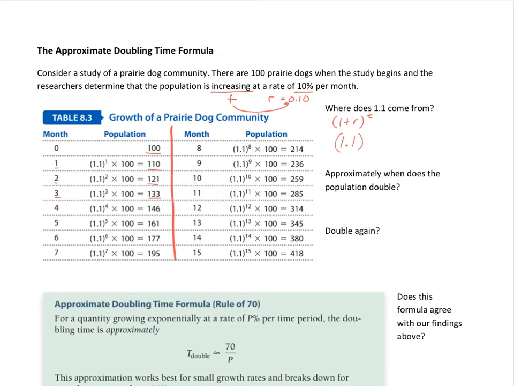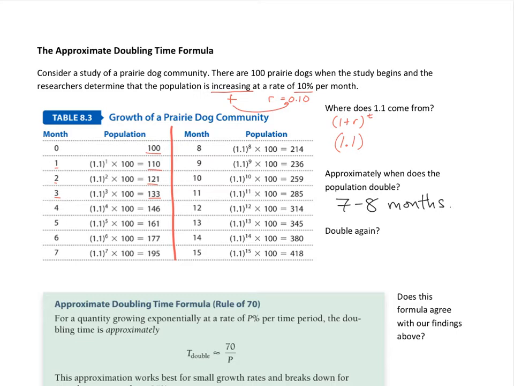The next question, and we don't even have to do any math for this since we have a table here for us: approximately when does the population double? If the population starts at 100 and we want to double, that would mean we are looking for when the population becomes 200. And that is somewhere between month 7 and month 8. We don't have an exact month for that, so we just have to say between 7 and 8 months.